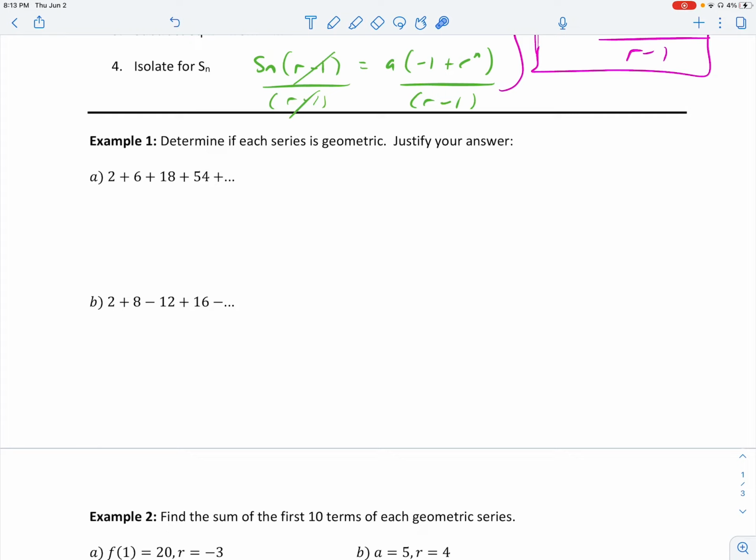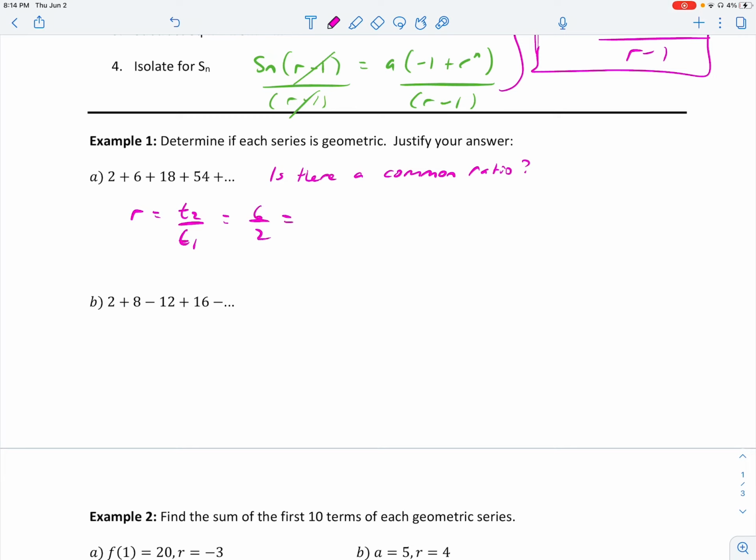So we have 2, 6, 18, 54. So the question we need to ask is, is there a common ratio? If there is, then we can say yes, it's geometric. If not, then we'll have to say it's something else. So to do that, we should check the ratio between consecutive terms. So r is going to equal t2 over t1. So divide this by this. That will give me the common ratio.